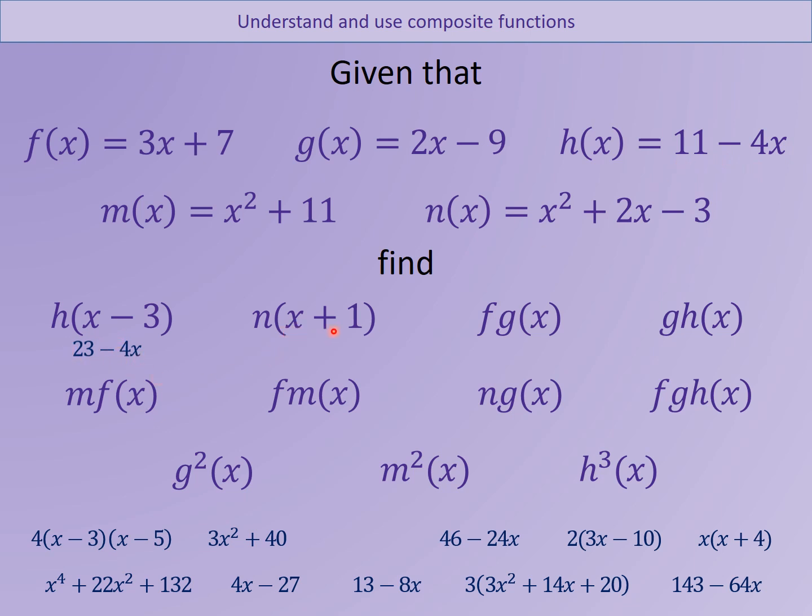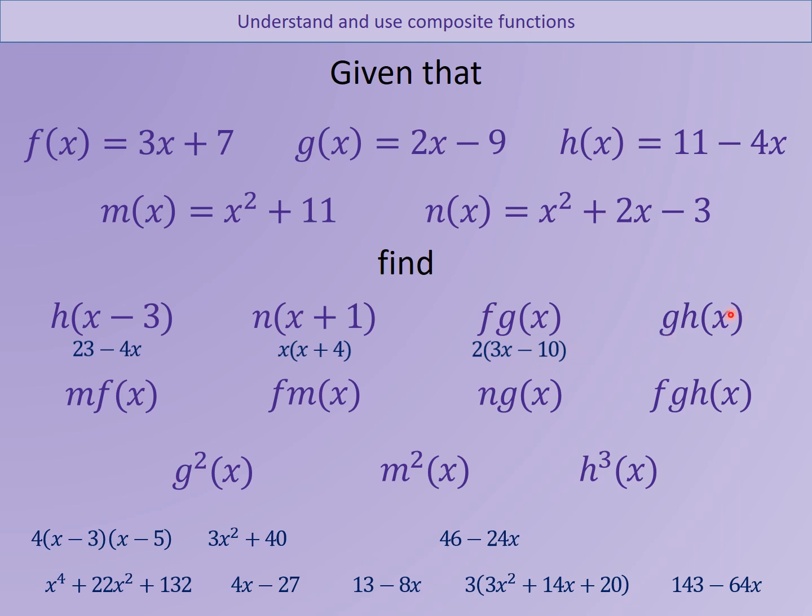This one here, take the x plus 1, stick it in the n function. So we've got x plus 1 squared plus 2 lots of x plus 1, take away 3, and it simplifies down to just that. What about this one? You take the g function, 2x minus 9, and you put it in the f function. So it's 3 lots of 2x minus 9 plus 7, and well done if you managed to get 2 lots of 3x minus 10 at the end.